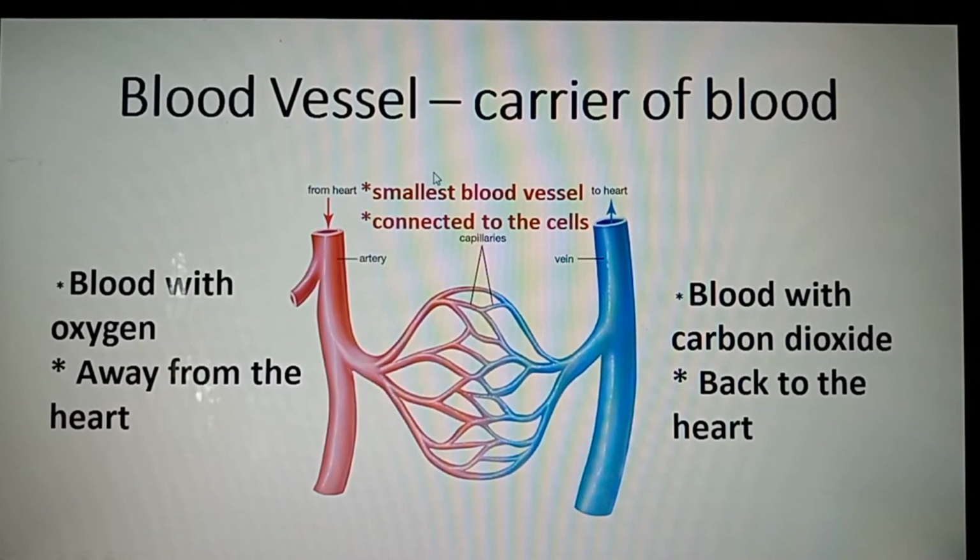So, vein. And of course, the third one is the capillaries. It is the smallest blood vessel. Makita naman sa drawing, di ba? Pinakamaliit siya among the 3. Why? Because grade 6, this is the blood vessel connected to the cells. Siya lang yung nakakonect sa cells directly. That's why maliit siya. Kasi alam natin, ang cells ay maliit. So ito ang tatlong types ng blood vessel as carrier of blood.